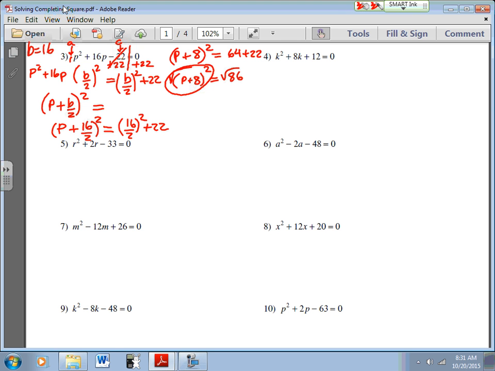Everybody type in square root of 86 real quick. 9.27. All right. And then let's go ahead and subtract 8 from both sides. We get 1.27. And remember, we're going to do a plus or minus here. So one of the answers would have been a positive 1.27. The other answer would have been a negative 9.27 and a negative 8, added up together, that would have been a negative 17.27.